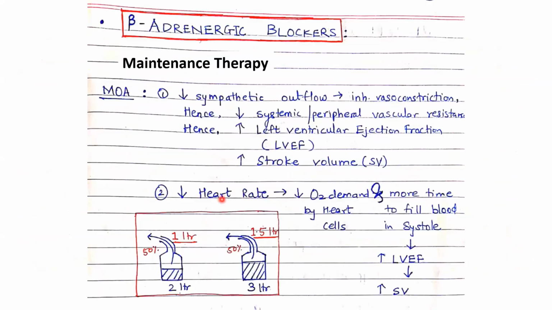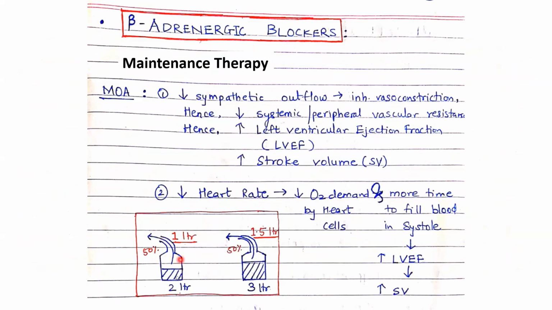Next effect is decrease in the heart rate, because you are overall decreasing the sympathetic innervation or sympathetic outflow. So the heart rate is going to decrease. If your heart rate decreases, the oxygen demand by heart cells will decrease, and there will be more time available for the heart to fill with blood.